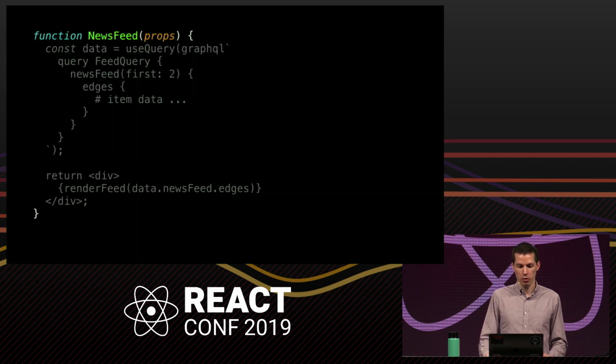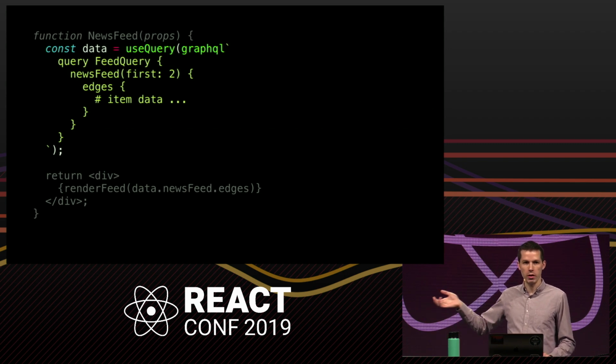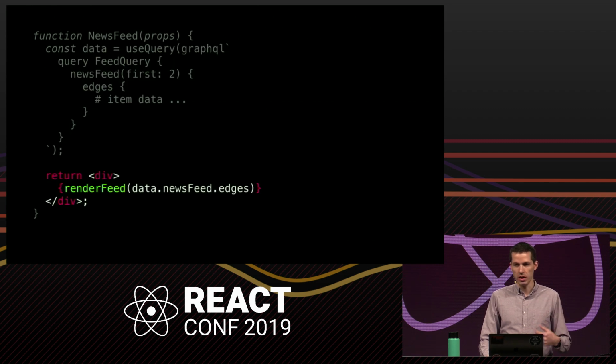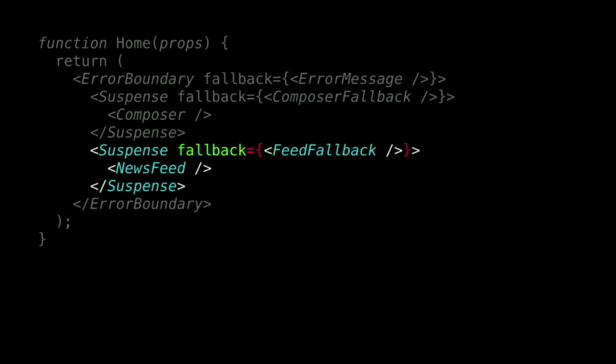So newsfeed component, it's basically the same setup as before. We call useQuery, again, fetching some different fields this time. I'm fetching the first two items of the user's newsfeed. And for each edge in the feed, I'm going to fetch some data, kind of keeping things simple here. And then, given that data, I'll render it. Just like Composer, this component could suspend. It might not be ready yet, because it has to go fetch the query. And of course, it could also throw an error.